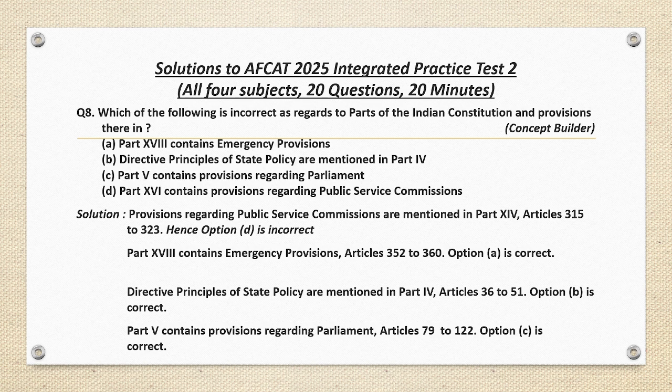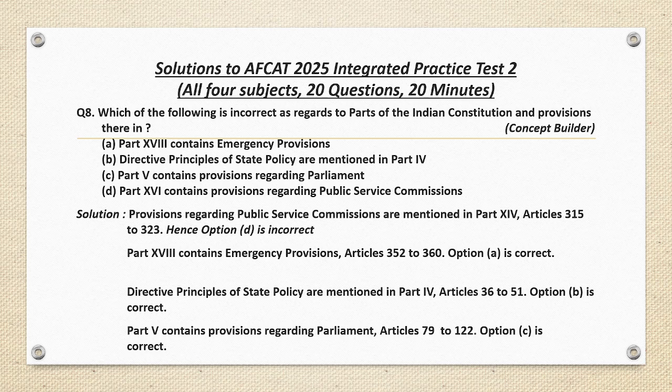Part 5 contains provisions regarding parliament. Yes, right. Part 5 is dealing with the union. The union means center. Right? So parliament, president, vice president, right? All these, and judiciary, Supreme Court, these are in Part 5. Right? So option C is also correct. Right. Now what is incorrect? Option D. Obviously, when three statements are correct, the fourth one has to be wrong.